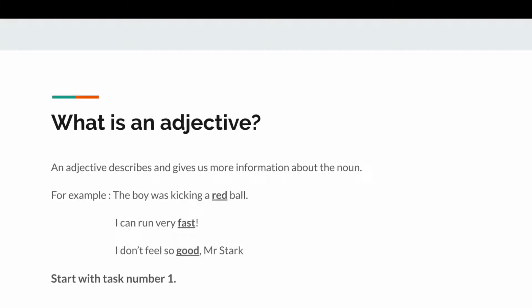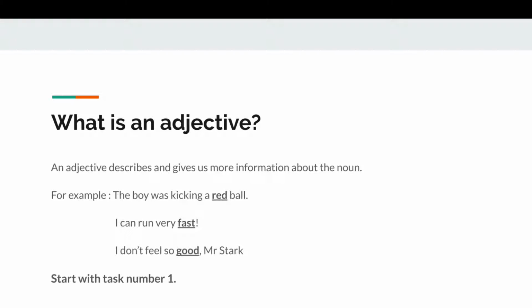A couple of examples we have of adjectives in sentences are: the boy was kicking a red ball. Here, red is the adjective, as it gives us a description of the ball. The ball is red. I can run very fast. This sentence answers the question, how can I run? I can run fast, meaning that fast is the adjective.